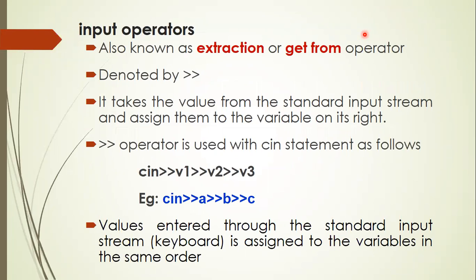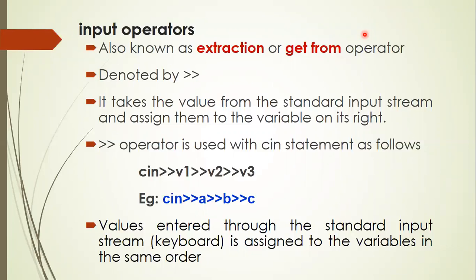Let us start with the first special operator called the extraction operator. It's also called the get from operator. This operator is denoted by the double greater than sign. One difference between C and C++ is that in C, input and output operations we perform through function calls like scanf and printf respectively, because C does not have any operator for input and output. But in C++, we have one special operator for input and one special operator for output. The input operator is called the extraction operator and the output operator is called the insertion operator.